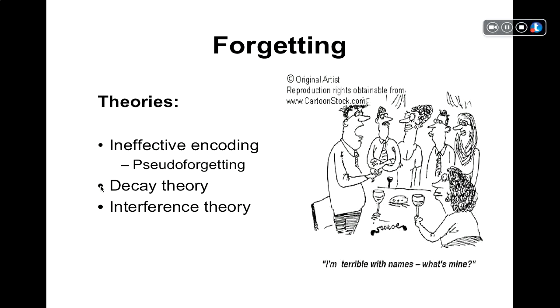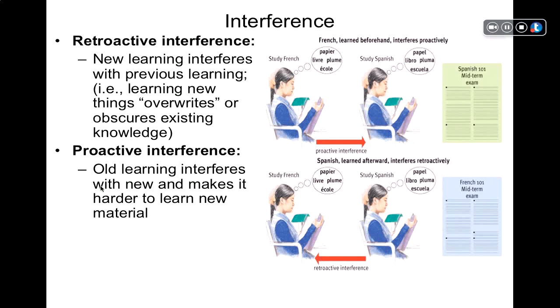Decay theory is simply that memory traces fade with time, so over time memory will just go away with the passage of time. And then interference theory, among the three mentioned here, interference theory has the strongest support. So you can think of interference as a failure to retrieve because of certain information interfering with the recall of other information. So I want to talk about interference theory.